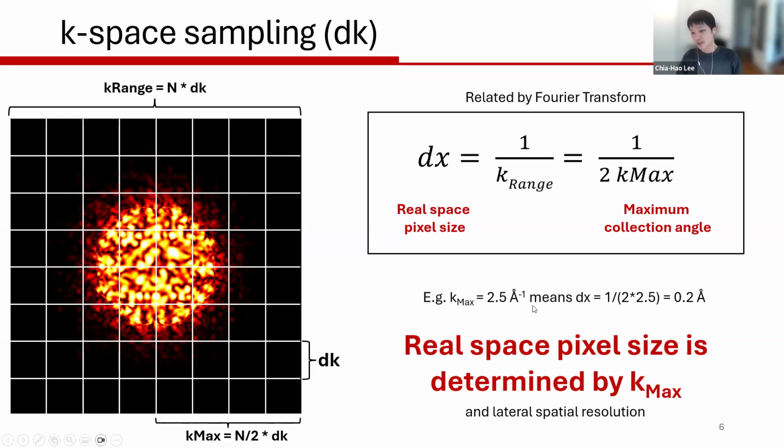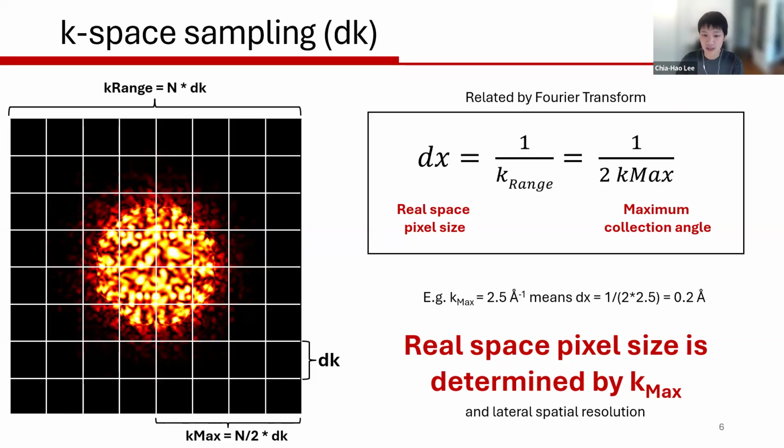And for multiple reasons: one is that it gives you enough sampling, and second is that your spatial resolution, especially the lateral one, is also determined by this kmax, given that you have enough signal-to-noise ratio. If you have a very low dose data set, even if you acquire up to a high collection angle, there's just no signal at all, then you don't actually get that spatial resolution.